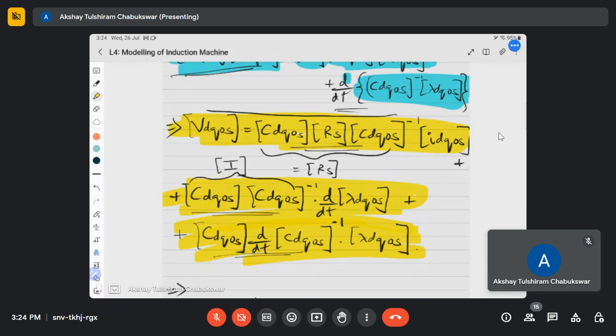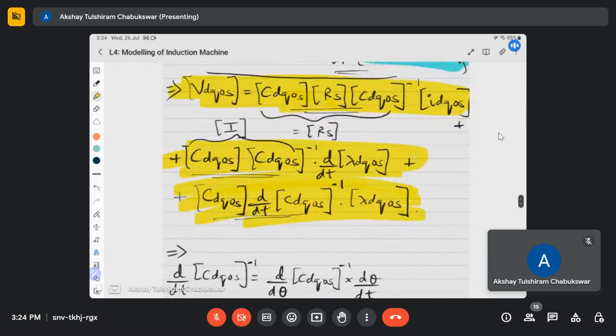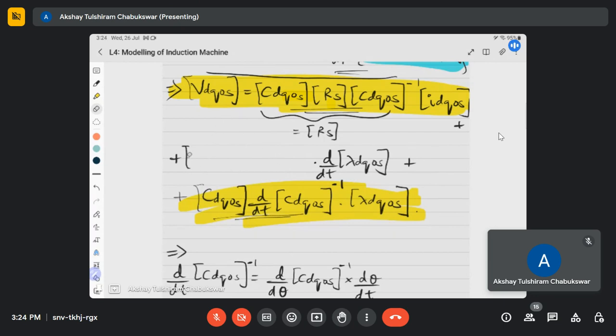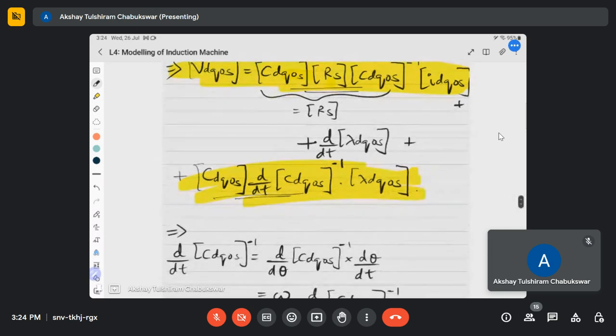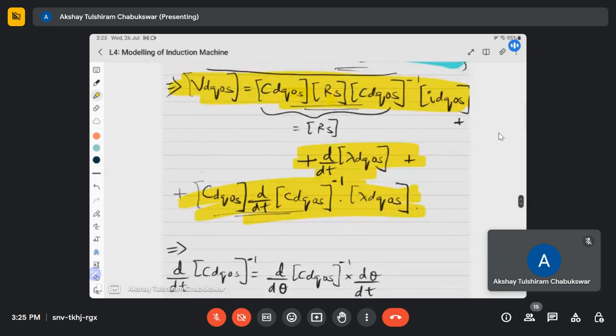This is what you will get. The equation is v dq0s equals C dq0s into R into C dq0s inverse multiplied by I dq0s, plus C dq0s into d/dt of C dq0s inverse lambda dq0s. What is the value of C dq0s into C dq0s inverse? That is I, so you can directly eliminate this term. You observe here that there is some extra term. That term is nothing but this term.